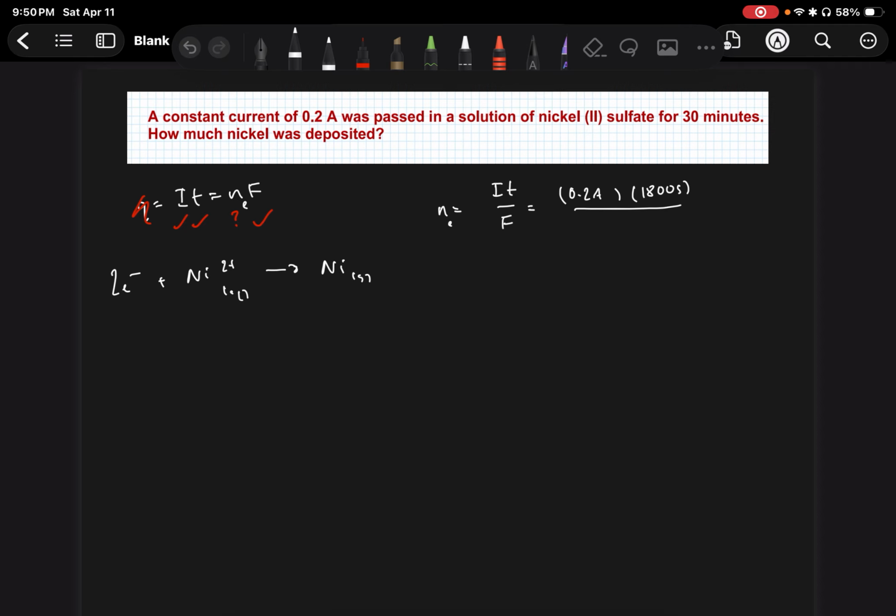Okay, 96485 coulombs per mole. Okay, 0.2 multiplied by 1800 divided by 96485. That's 0.003738 actually. No, 0.0037.